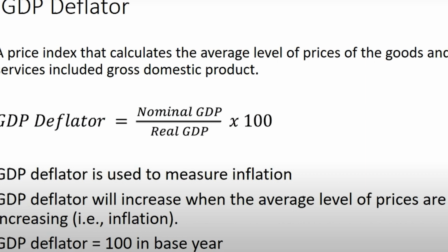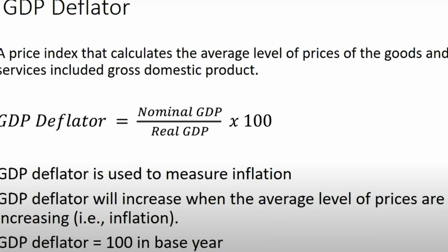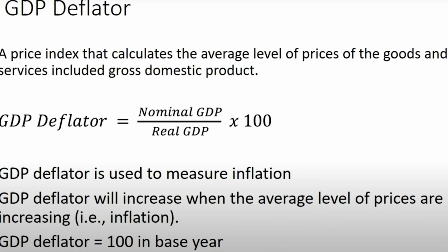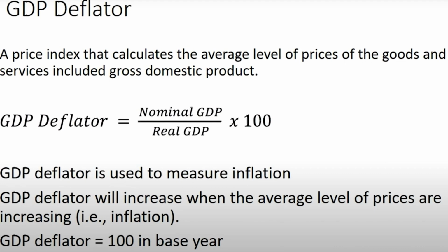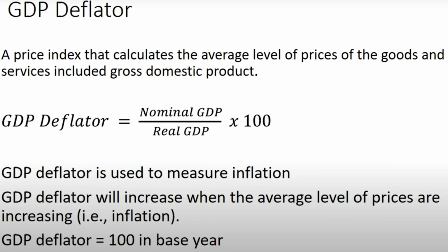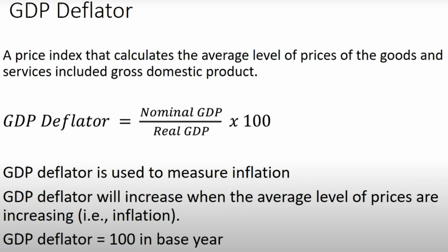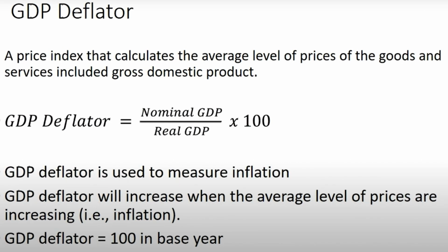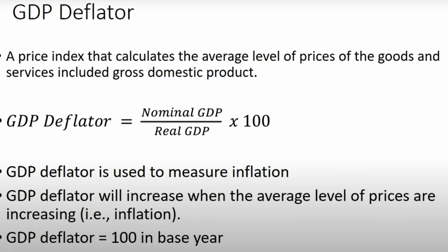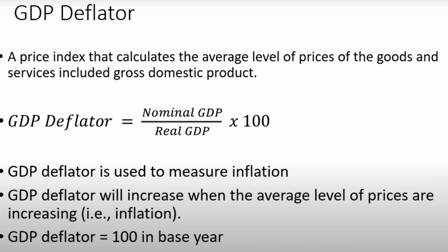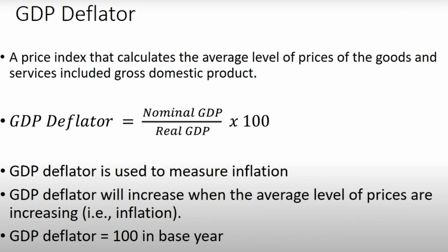The formula is quite simple. They divide the nominal GDP by the real GDP and multiply the result by 100. Here's a bit more detail on these terms. Nominal GDP is the raw measurement of a country's economic output. It doesn't take into account the effects of inflation or deflation, which means it can be skewed by price changes.